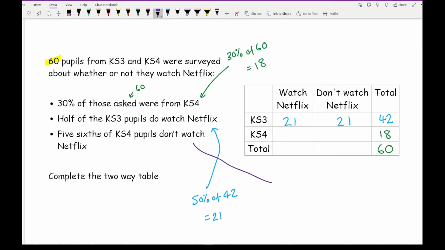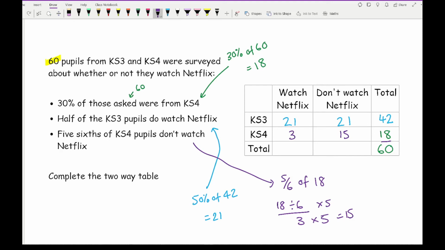So for this, we need to work out what 5/6 of the total number of Key Stage 4 students there are. So we need to work out 5/6 of 18. For this, I need to do 18 divided by 6 multiplied by 5. So 18 divided by 6 is 3, times by 5 is 15. So this number here is going to be 15, and this number here is going to be 3, because obviously those two numbers there need to add up to 18.